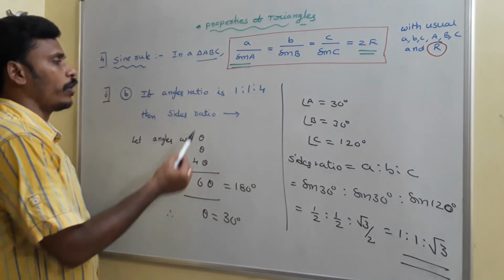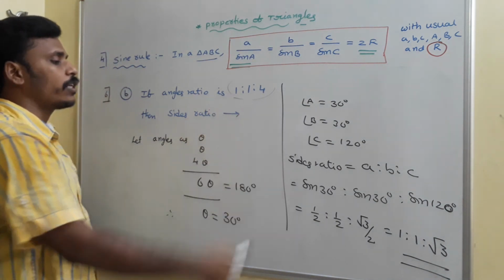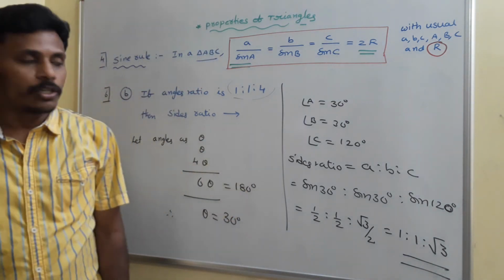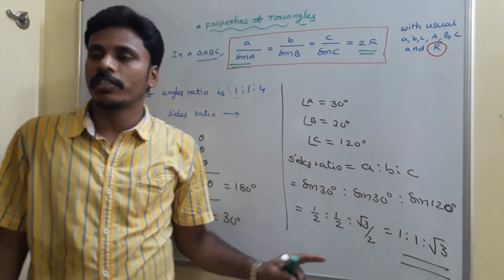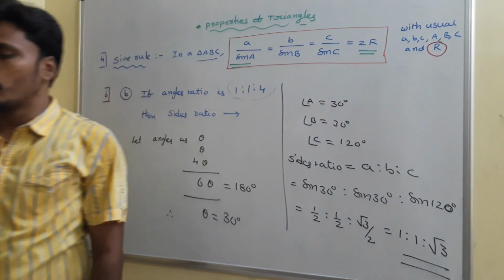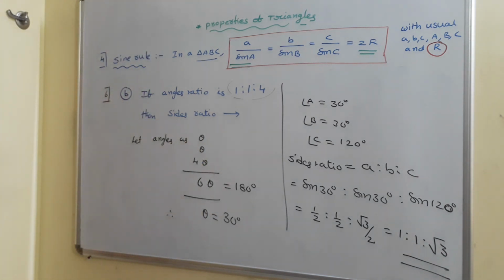So just look at the situation. If the angles ratio is 1 is to 1 is to 4, then the sides ratio is 1 is to 1 is to root 3. So to solve these types of problems, this particular sine rule helps you more. Okay, just have a look, and then I will give you some simple problems now.